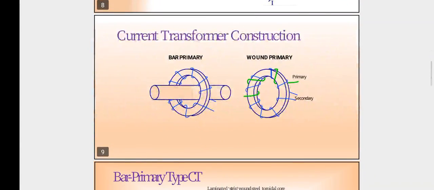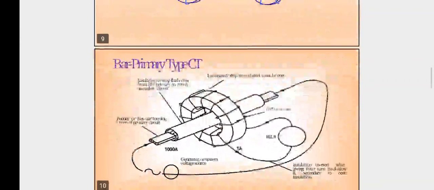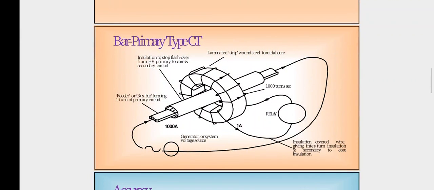Then current transformer construction. You can see here there are two types of current transformer. One is called bar primary and the other wound primary. Both are indicated by different coloring. So this is the view of the bar primary, a detailed view of the bar primary CT.